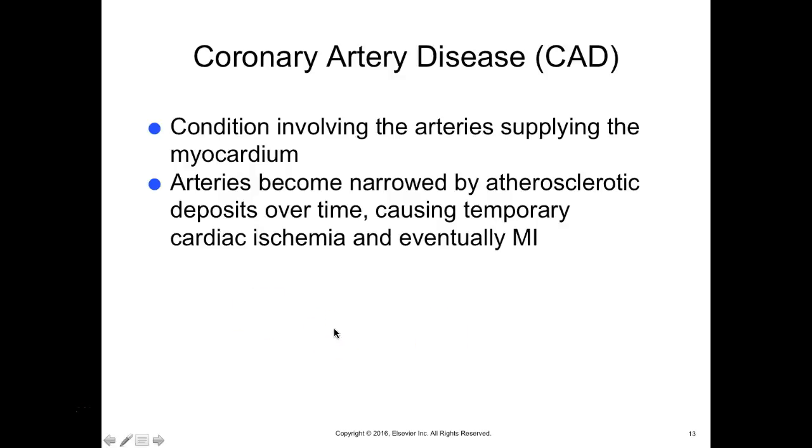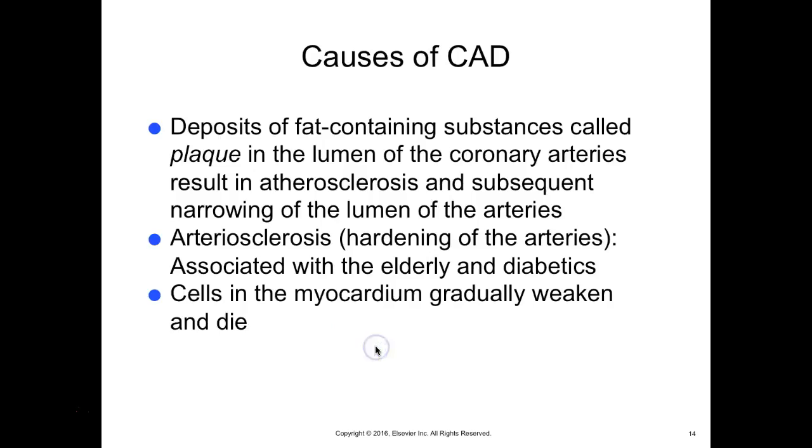And then we have coronary artery disease. So this is generally narrowing by atherosclerotic deposits, so plaque deposits, and then ischemia develops. So ischemia means there's narrowing, whereas infarction means that it's occluded, there's no blood flow at all. So causes of coronary artery disease: fat deposits, atherosclerosis, also arteriosclerosis, which is associated with older people and diabetics.